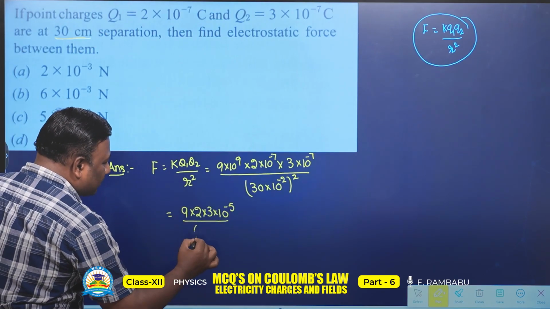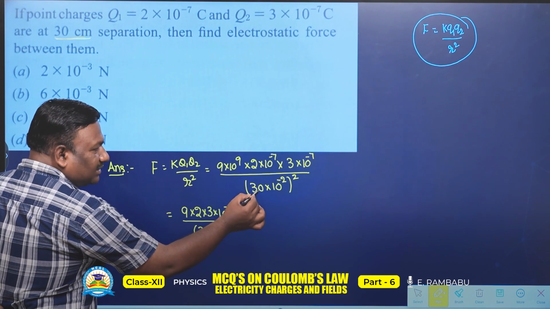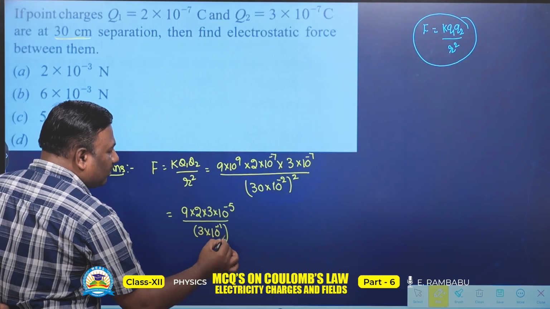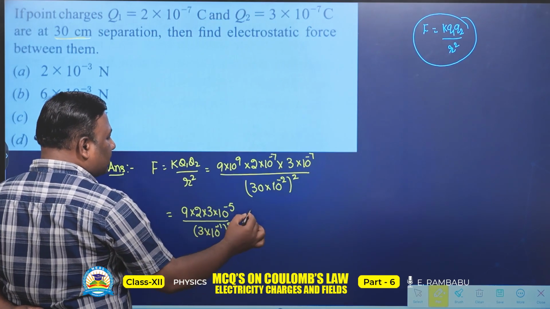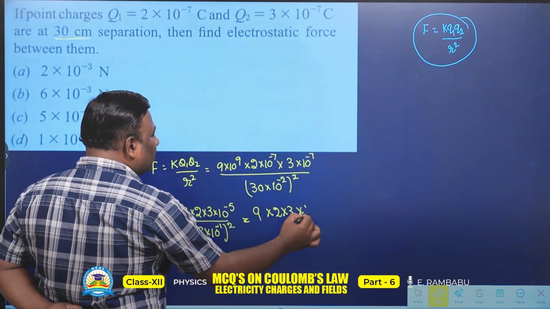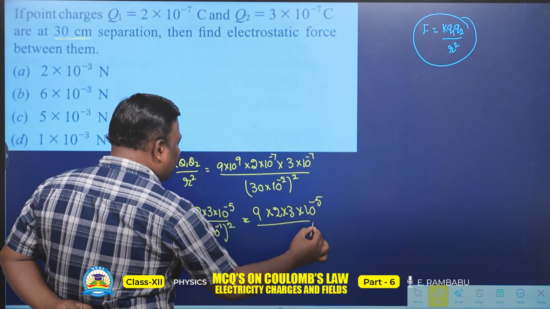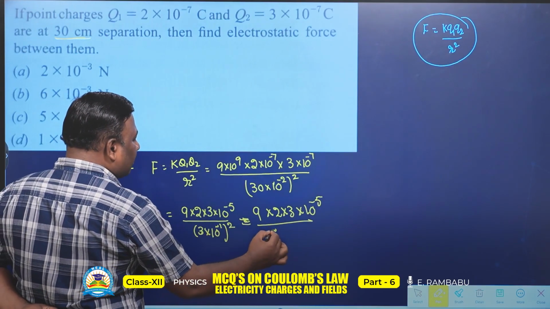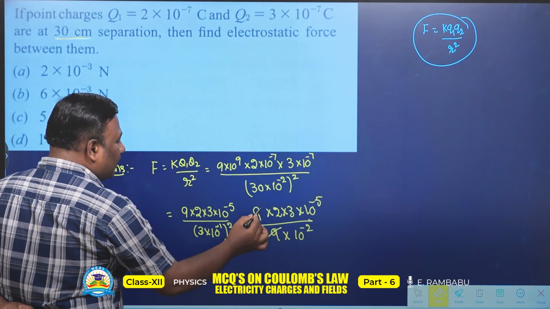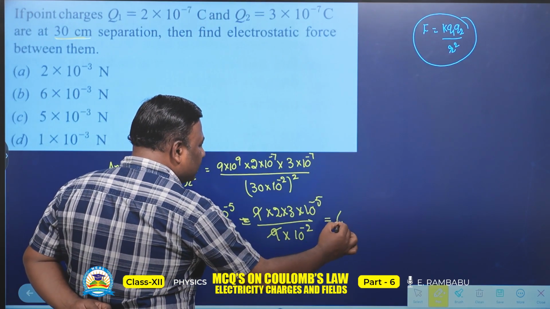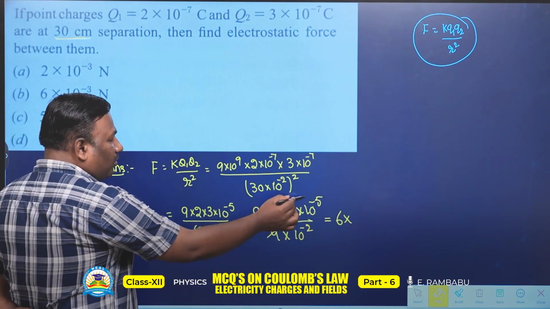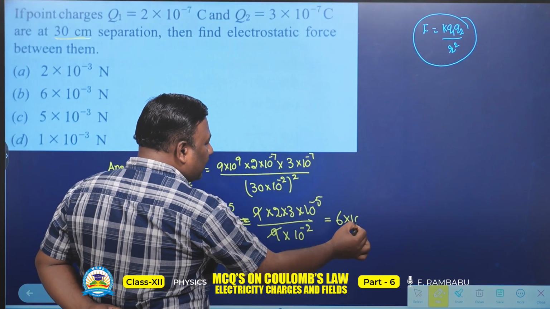See how to do the simple calculation. 30 into 10 to the power minus 2 can be written as 3 into 10 to the power minus 1, whole square. Simplifying again, we obtain 9 into 2 into 3 into 10 to the power minus 5 divided by 3 square. 3 square is nothing but 9, and 10 to the power minus 1 whole square is 10 to the power minus 2. 9 and 9 are cancelled. 2 into 3 is 6, into 10 to the power minus 5 by 10 to the power minus 2.